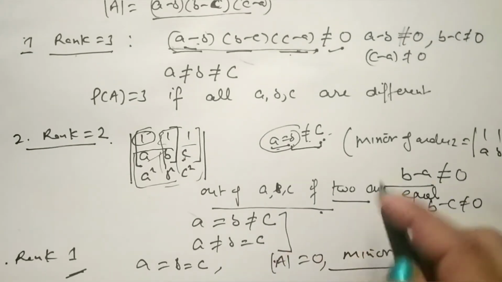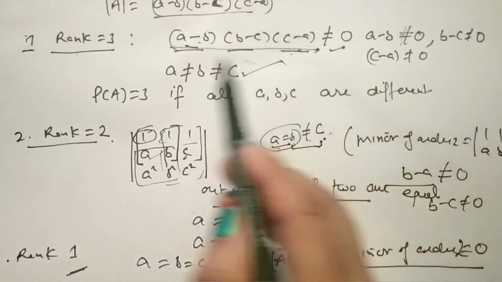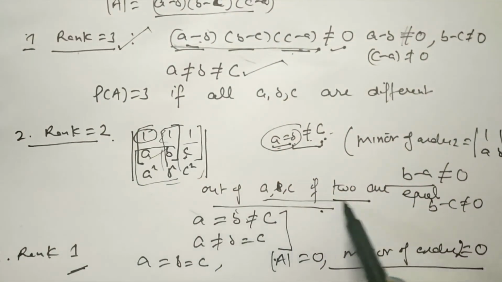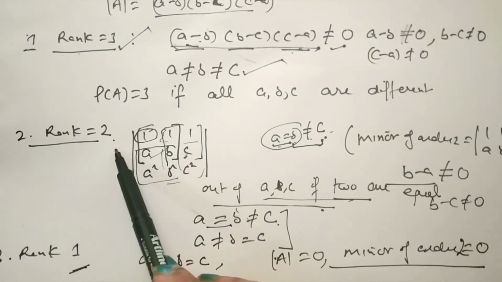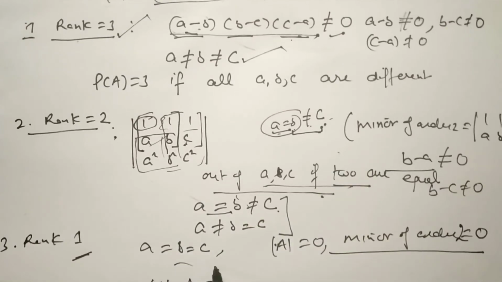In this way you have to write. If all the 3 are not equal, then rank is 3. If 2 of them are equal and 1 is unequal, then rank is 2. If all the 3 are equal, then rank is 1.